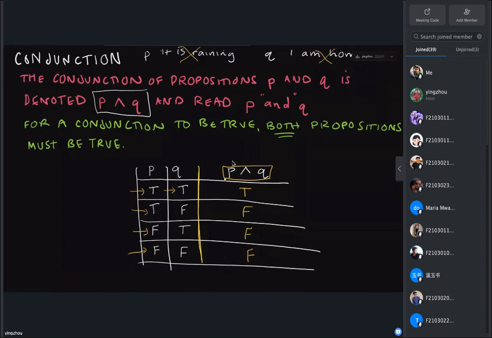So the conjunction is a very strong condition. That means both P and Q must be true, and then P and Q is true.